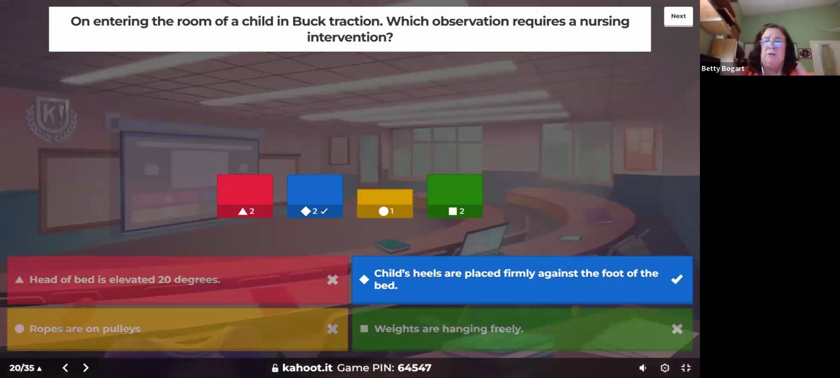Remember, in Buck's traction, why are they there? They're there because they have a fractured femur, right? So what observation? You want that pull to be continuous to keep those femur bones straight. If it is sitting against the end of the bed, the pull isn't there. Those bones could pop apart, and now you've gone backwards in the care. That little bone callus that is trying to form is going to be gone. So always make sure the heels are away from the head of the bed.